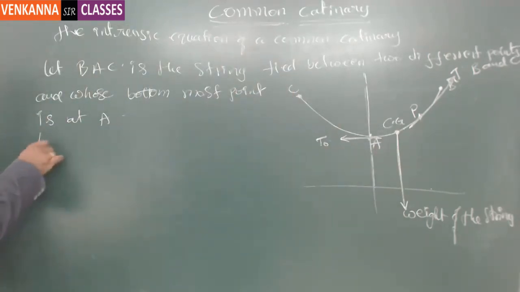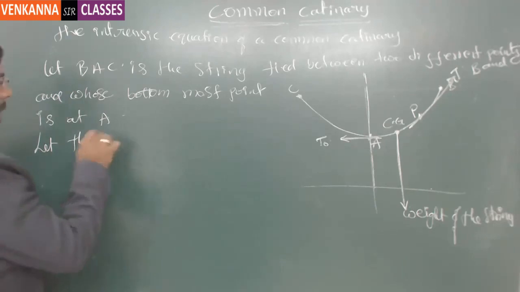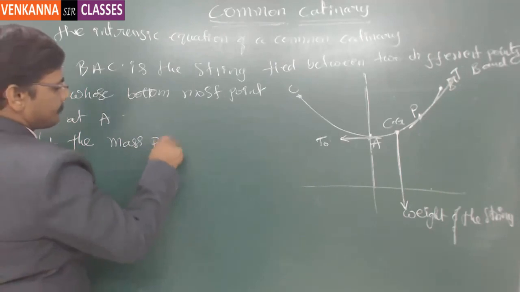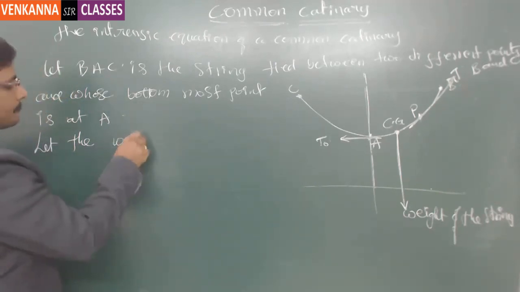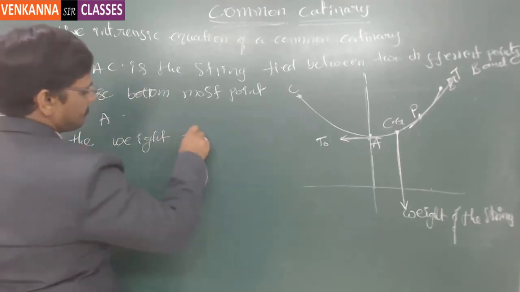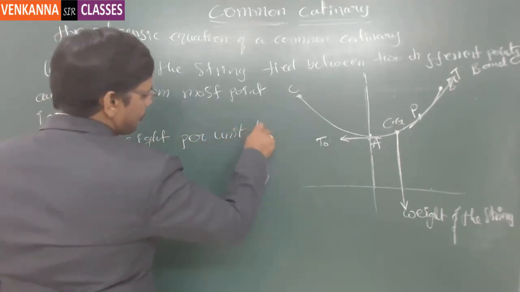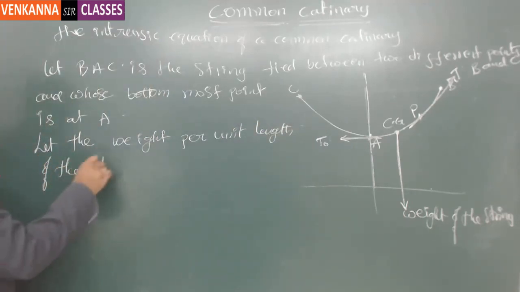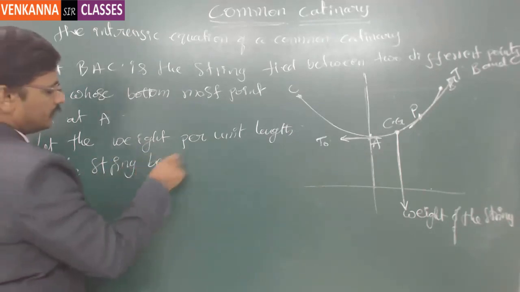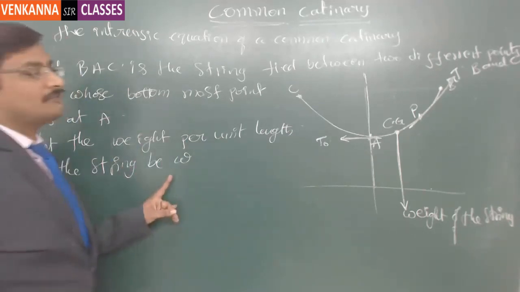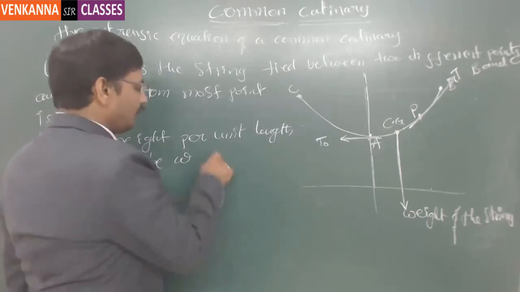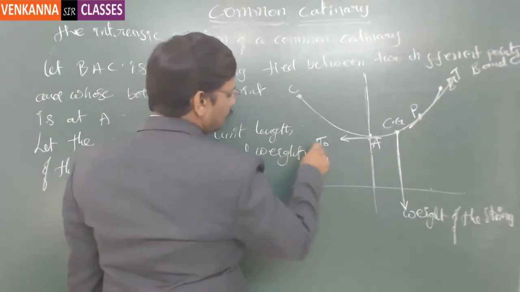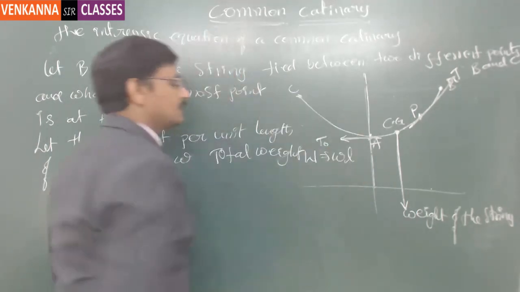So here let the mass per, or the weight per, unit length of the string be small w. So small w is the weight per unit length. Now total weight is nothing but W is equal to small w into L. So this is the total weight of the string.